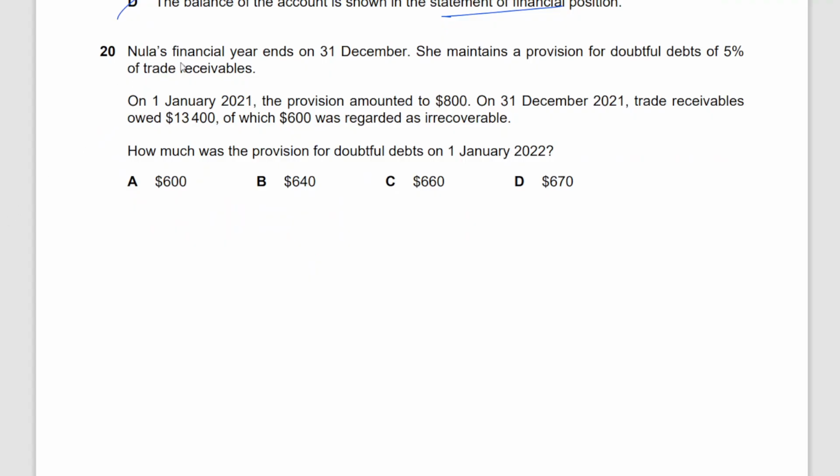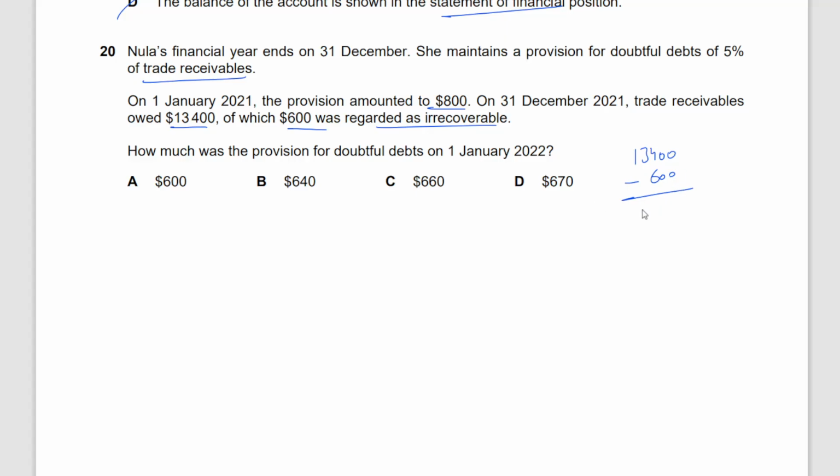Let's do number 20. Nula's financial year ends on 31st December. She maintains a provision for doubtful debts of 5% of trade receivables. On 1st January 2021, the provision amounted to 800. That's the opening provision. And on 31st December, the trade receivables are these, and 600 was regarded as irrecoverable. So firstly, you get rid of that. 13,400 is the receivable, but not anymore. 600 won't be received, and so we remove that.